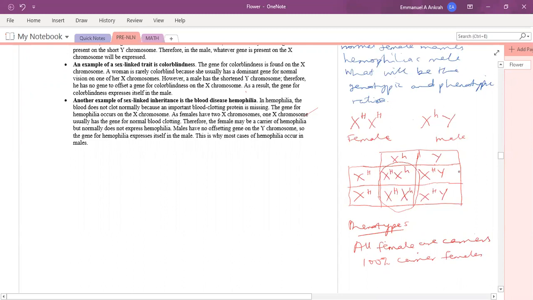And then when you look at the males, XY are the males. So for the males, if you look at that, they're all normal. They don't carry the gene for hemophilia, so they are normal. So 100% healthy males, or normal males. 100% normal males. Okay, so that's what we have for this scenario.